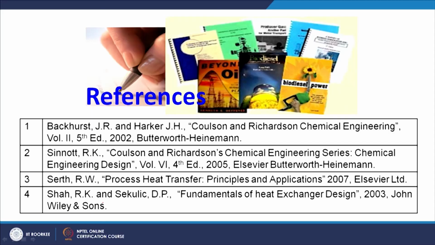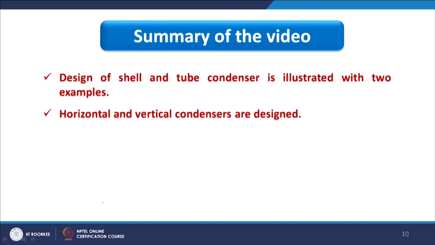Here I am having some references which you can consult, and now we have the summary of this video. In this video, the design of shell and tube condenser is illustrated with two examples. Horizontal and vertical condensers are designed. So, in this way you have to design different combinations of condensers, and that is all for now. Thank you.